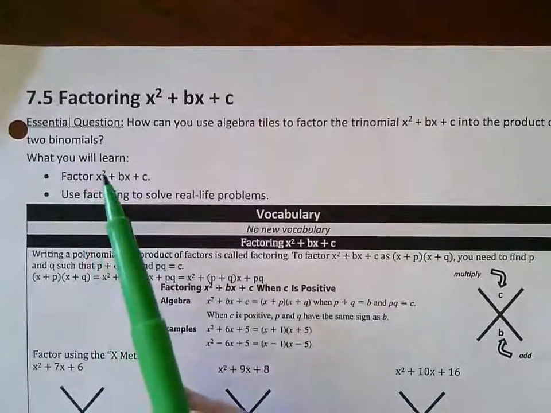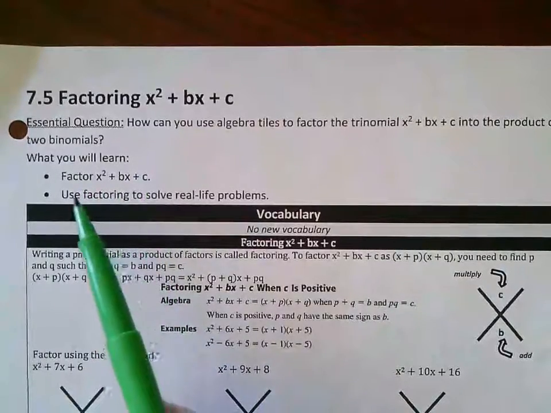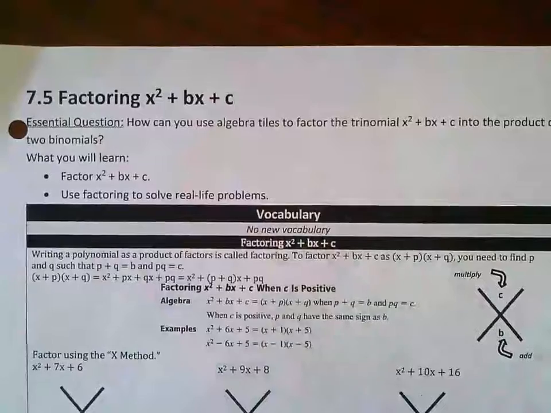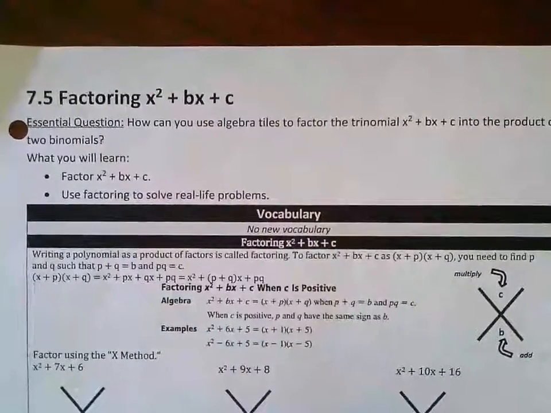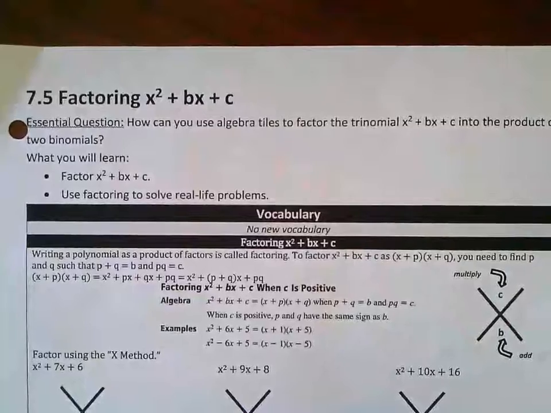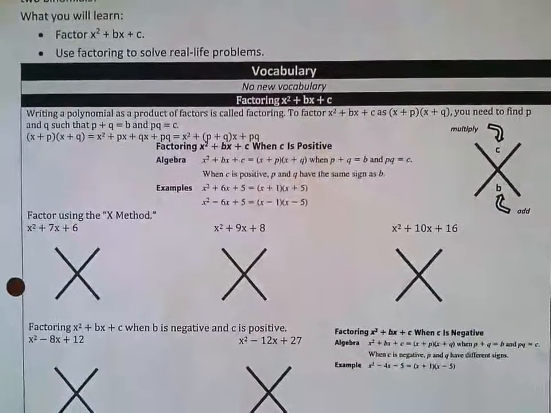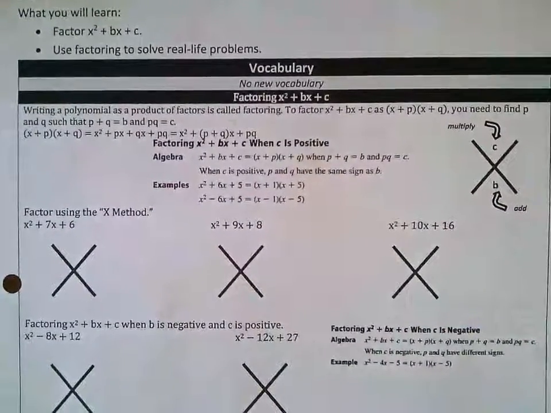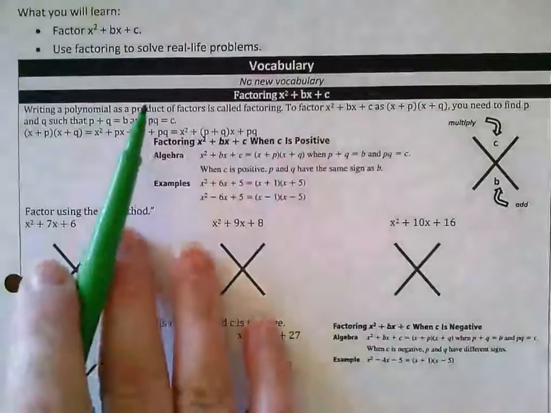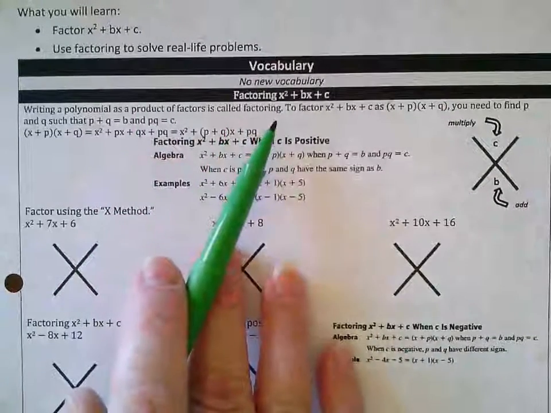Learning targets: factor x squared plus bx plus c and use that factoring to solve real life problems. So you're wondering how you can use algebra tiles to factor that. I don't really use algebra tiles. I have a method that I think is going to be super easy and fun for you. I did not invent this, but whoever did is brilliant. And writing a polynomial as a product of factors is called factoring.